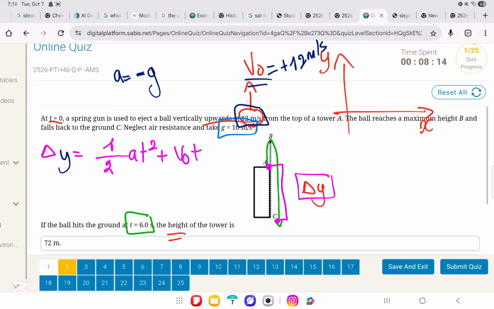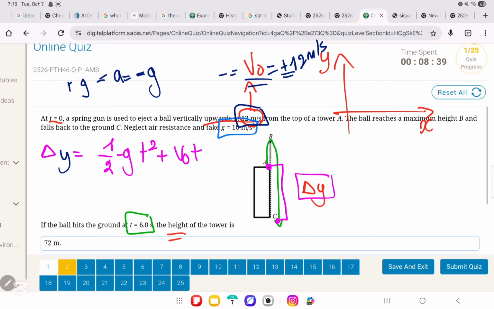So if the initial velocity is positive, our acceleration is going to be negative g. If our initial velocity is negative, our acceleration is going to be what? It's going to be positive g. Now, in this scenario, our initial velocity is positive. That means our acceleration is going to be what? It's going to be negative g, in the equation with t squared plus v initial t. Now, this is the only thing we needed to change.